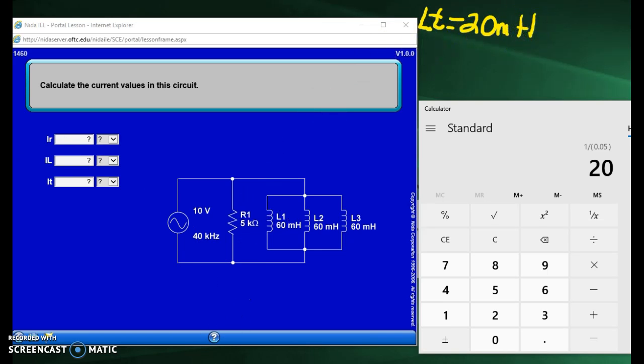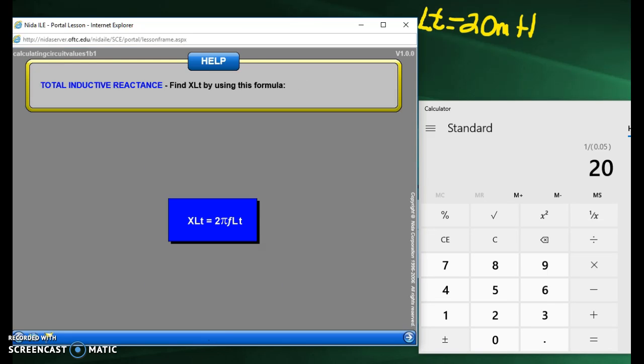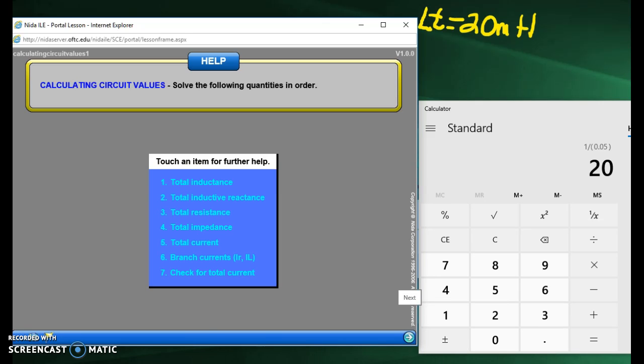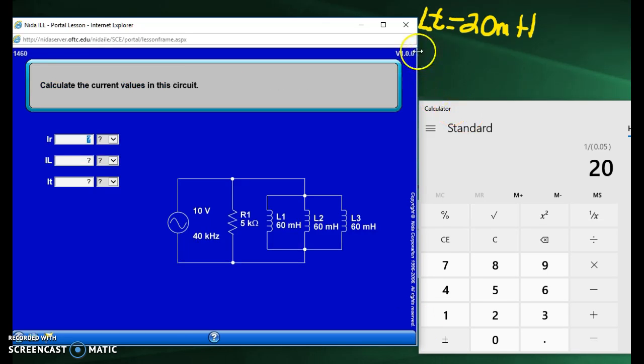So there's that. So let's go back down and let's choose help again. So we've got our LT. Now we've got to do our total inductive reactance, our X of LT. So let's go ahead and write what we're aiming for here. X of LT. We've got to calculate that. And this is the 2 pi FL formula. And we're going to do it on the 20.